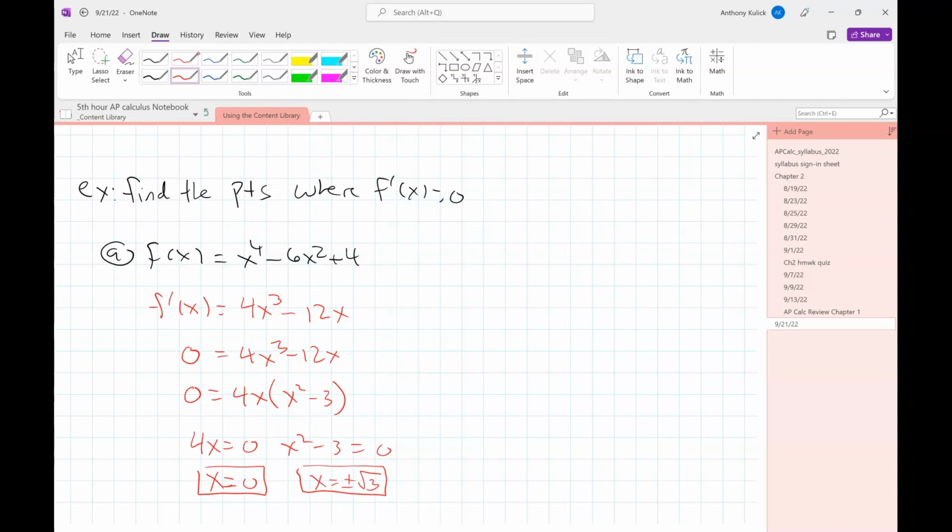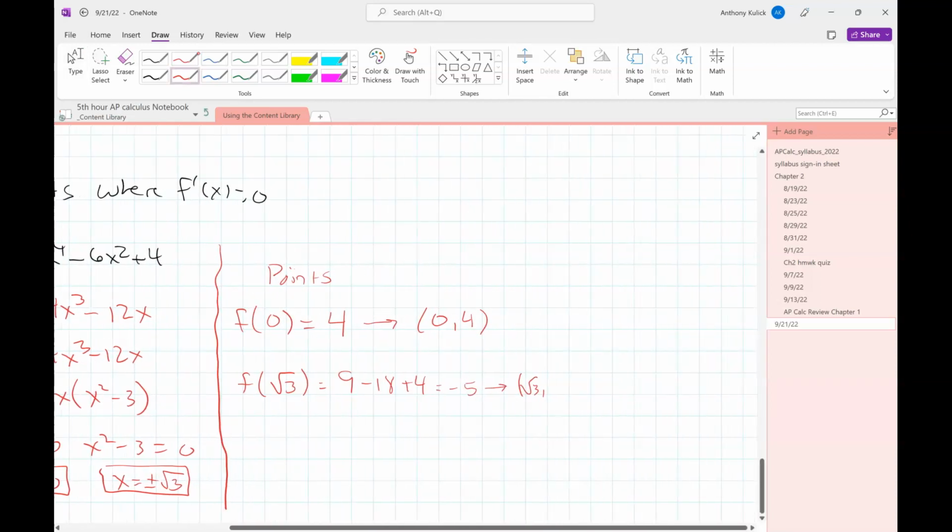Everybody's okay with that? This becomes one of the trickiest parts for students, just making sure that they're plugging things back into the right places. So if I do f of 0, I get 4. So that means that we have some kind of extrema at (0, 4). If I plug in the square root of 3, that's going to give me 9 minus 6 times 3, so 18 plus 4. So that gives me negative 5. So we have the square root of 3 comma negative 5.